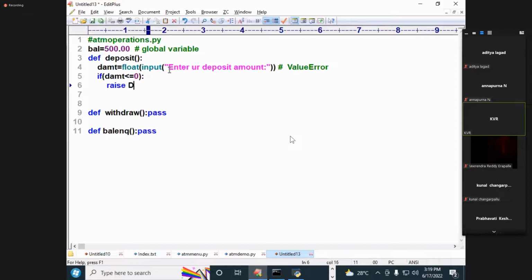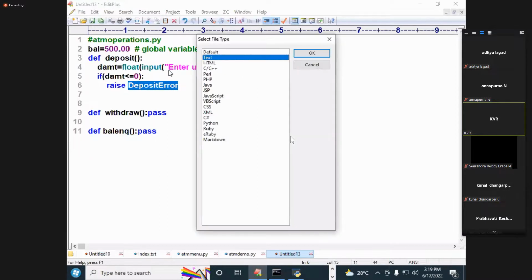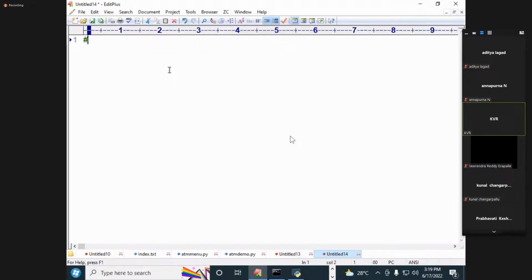Deposit error. What is deposit error? Programmer defined exception. I need to develop it by myself. Okay, sir, take it. Go to the exception development, sir. What is that? I'm taking others. I'm taking what? ATM except.py. Class, what is that? Deposit error of what? Exception. Colon what? Very good. Pass. Save this code into our ATM place.